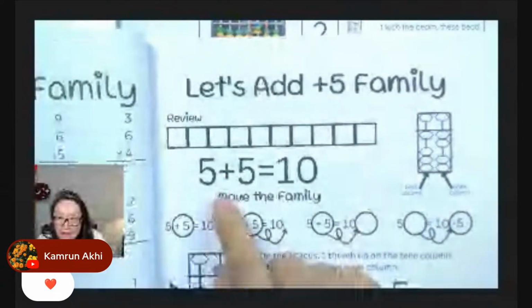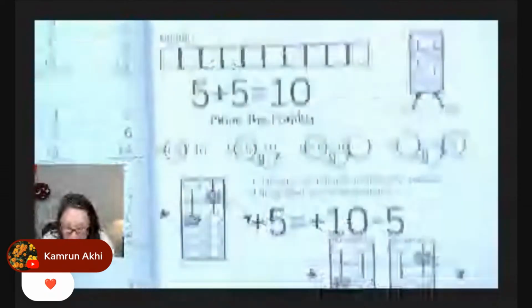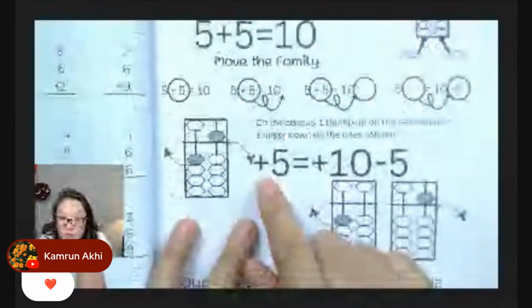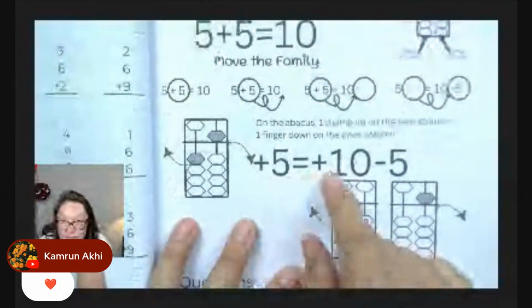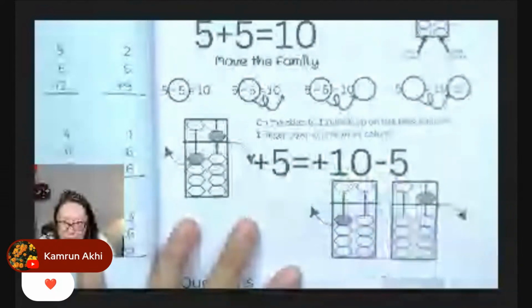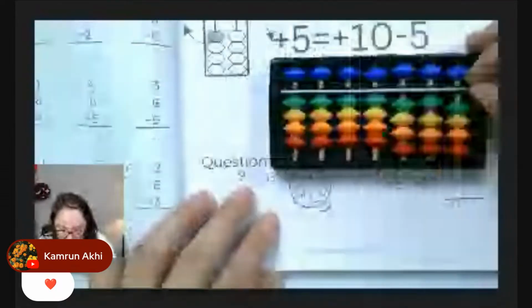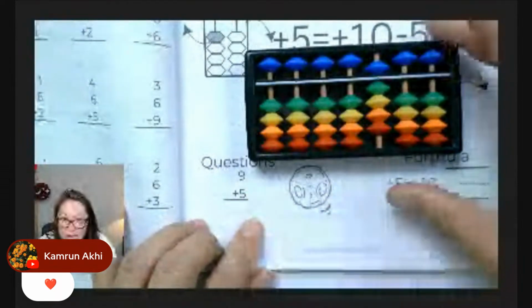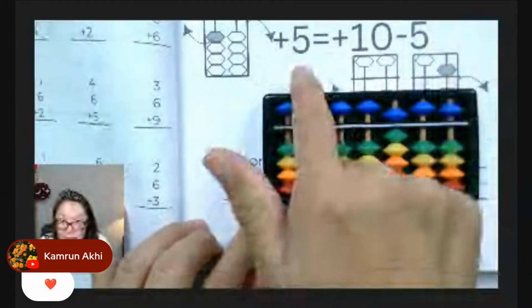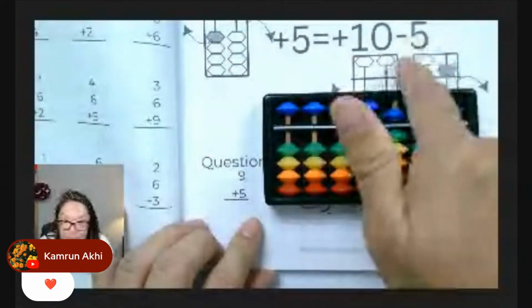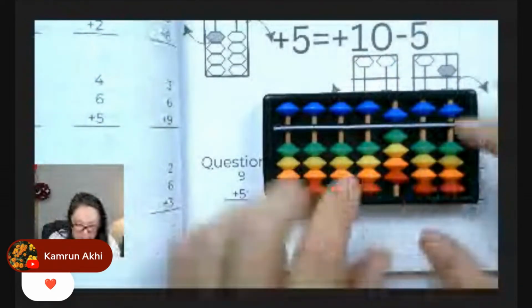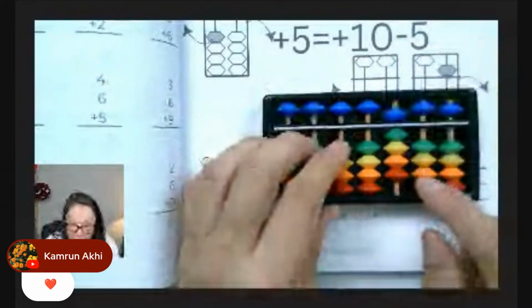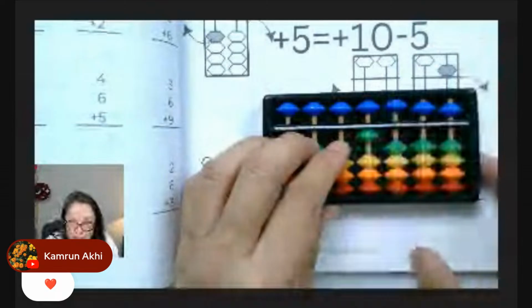What are we doing? We're going to be making a 5, right? This one's easy. So what we're going to do is we're going to plus the 5 is equal to plus the 10 minus the 5. So that's how we make it. My question is 9, and I'm going to plus the 5. To plus the 5, I'm going to plus the 10 minus the 5. Now, if you notice, remember, 9, make a 10 is that.